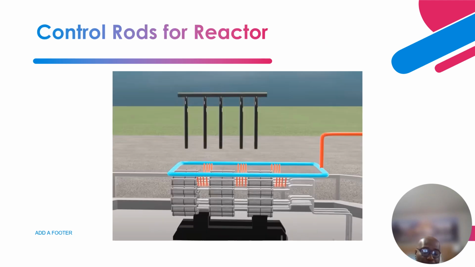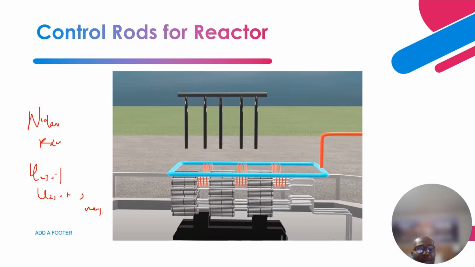Now let's talk about control rods. You have a nuclear fission reaction: a uranium atom, 235 or 238, reacts with water to release a neutron. That neutron bombards another uranium atom to create a chain reaction. The reaction can be so fast that it has to be controlled.